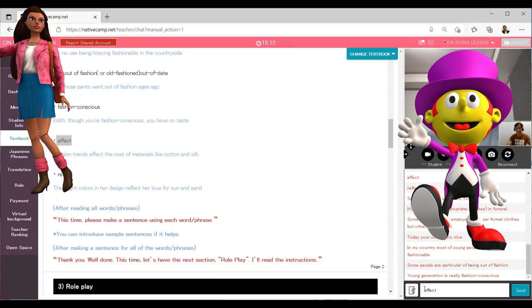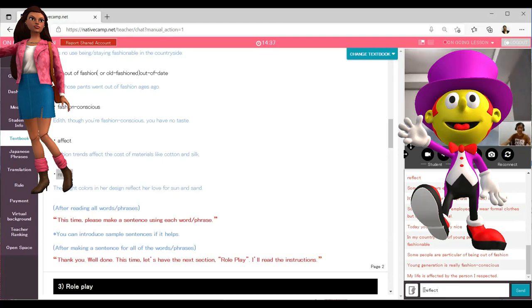My life is affected by a person who I respect. Wow, that's true. It's affected by the person. Yeah, the person I respect, of course. They have great influence on us, right? It's very true. They can encourage and motivate our life. And the last one is reflect.